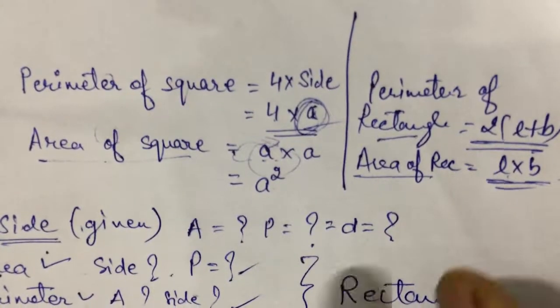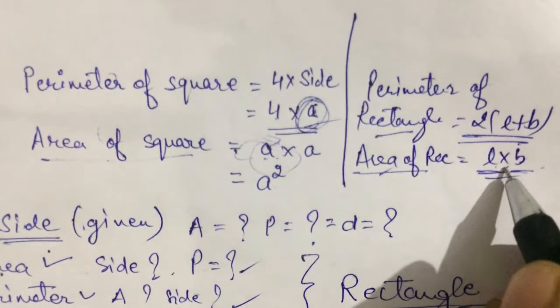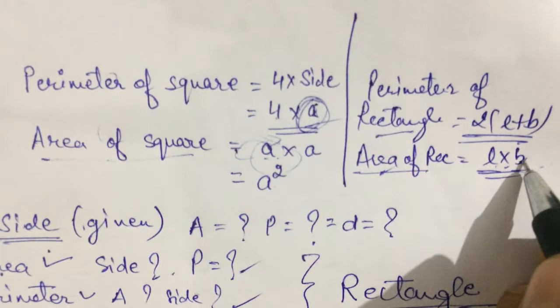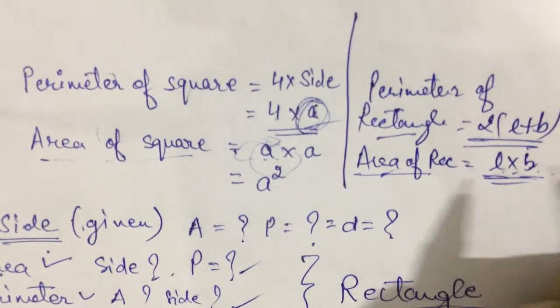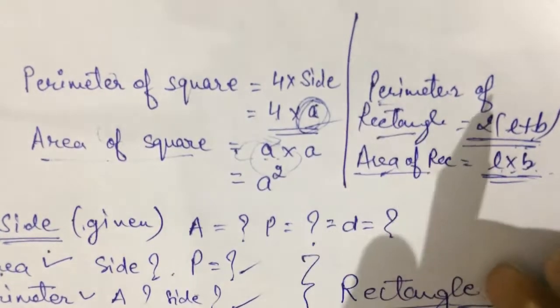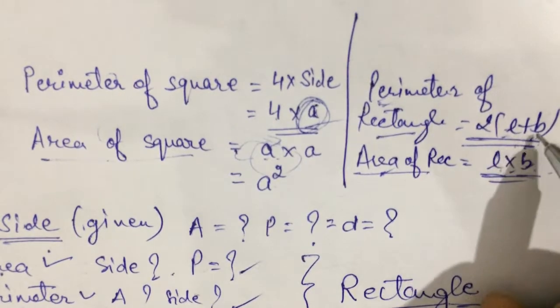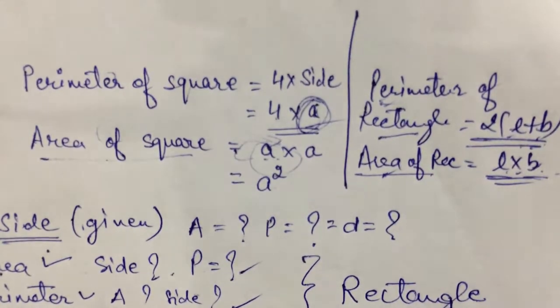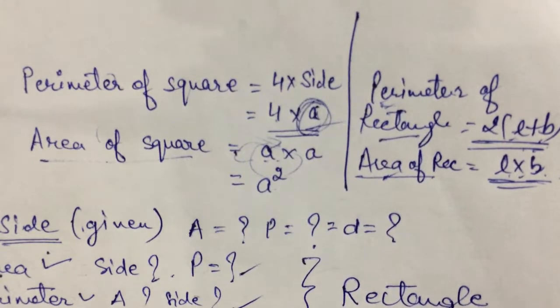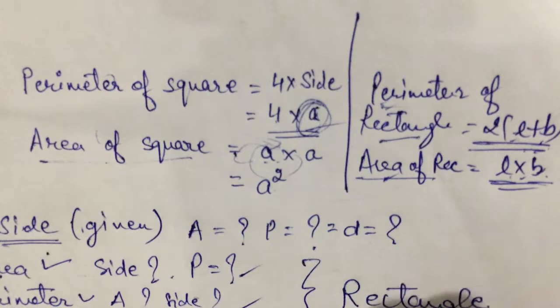But in case of a rectangle, you must know two quantities. Either you know the area and length, or you know area and breadth, or you know length and breadth. Then only you can find out the remaining quantities: perimeter, length, and breadth. If you know the length and breadth, you can find out the perimeter. If you know the perimeter and you want to calculate length, you must know the breadth also. So in case of a rectangle, we must know at least two quantities. Then only we will be able to solve this thing.